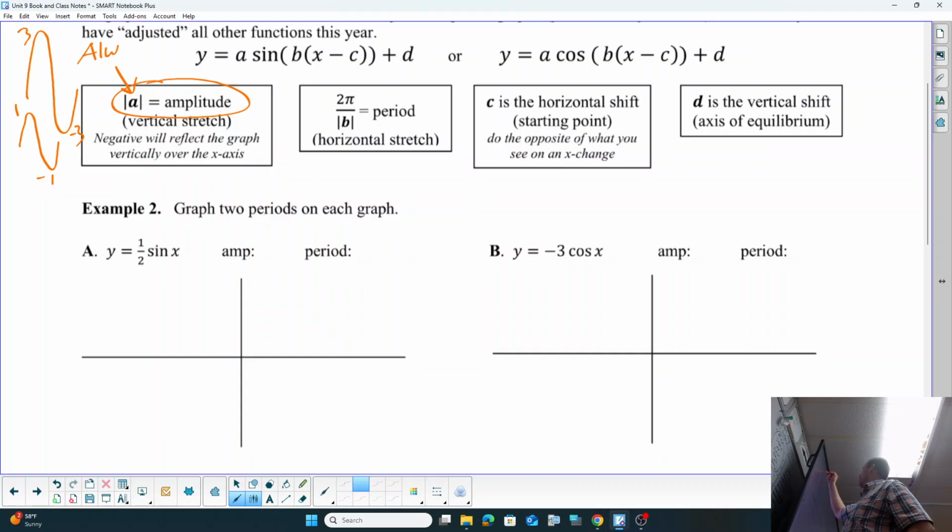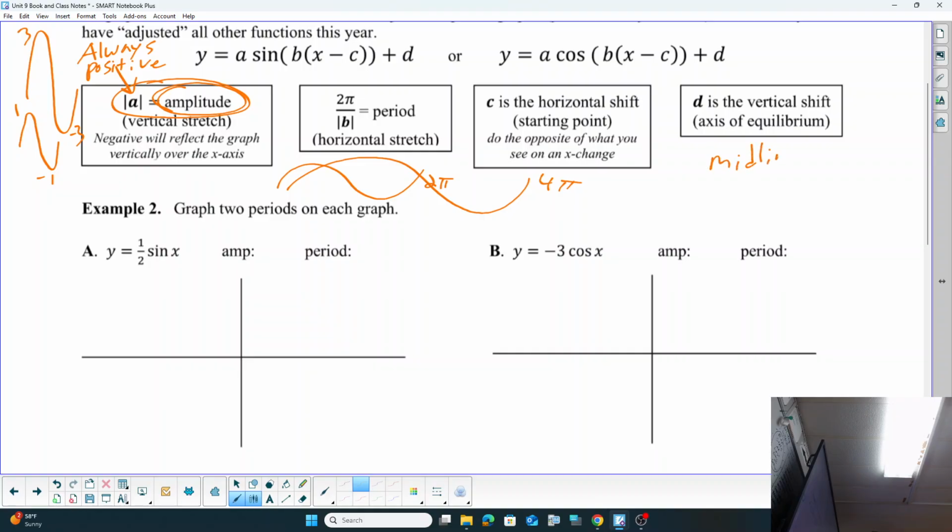So amplitude is always positive. On the test, your amplitude answer should be positive. Never negative, always positive. And that's for the amplitude. So 2 pi over b equals the period. That's the horizontal stretch. So going all the way to 2 pi or all the way to 4 pi, it's the stretch. C is the horizontal shift and D is the vertical shift. It's called the midline.